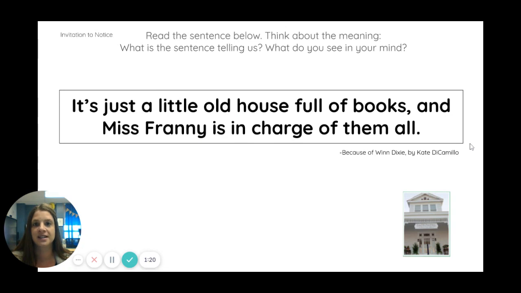So let's read the sentence below, and I want you to think about the meaning. What is the sentence telling us, and what do you see in your mind? It's just a little old house full of books, and Miss Franny is in charge of them all.